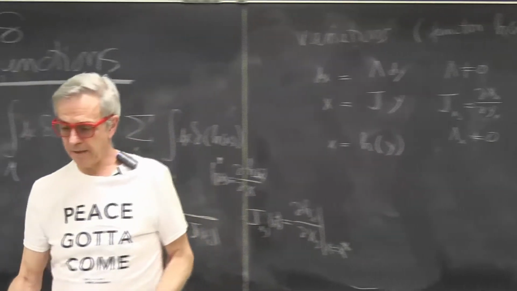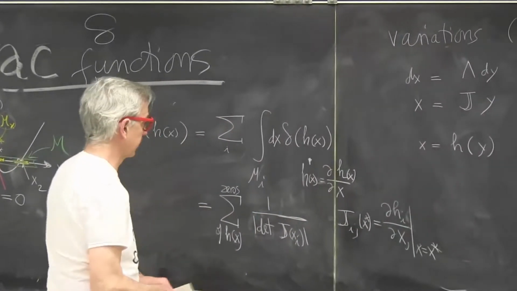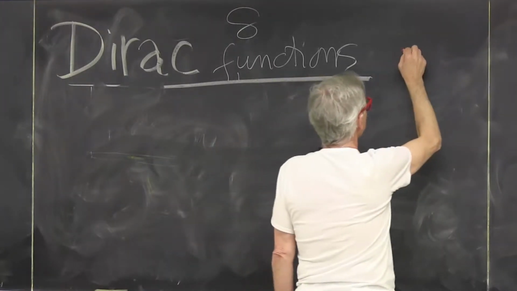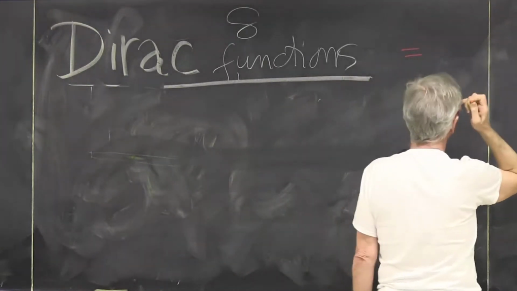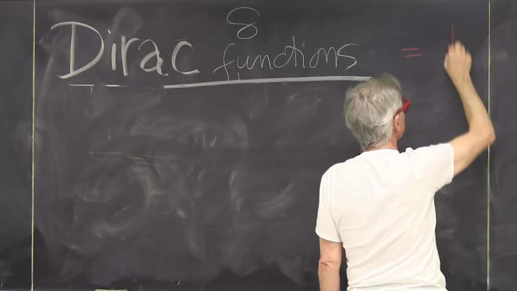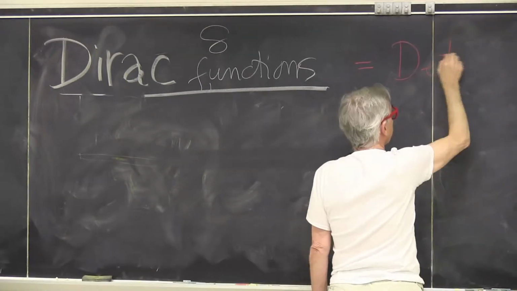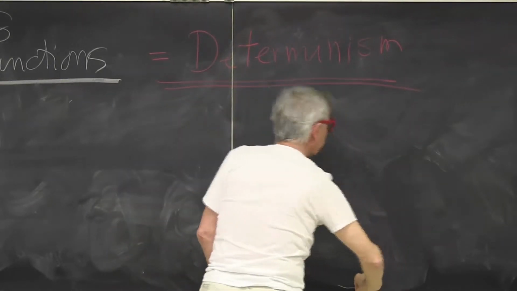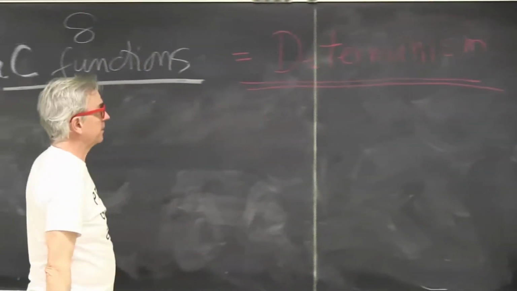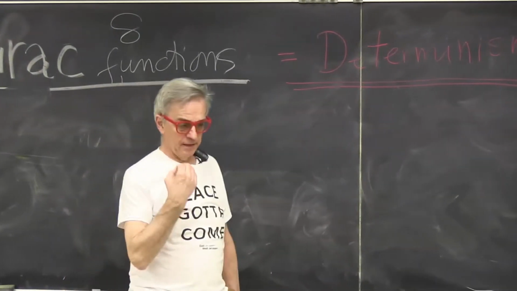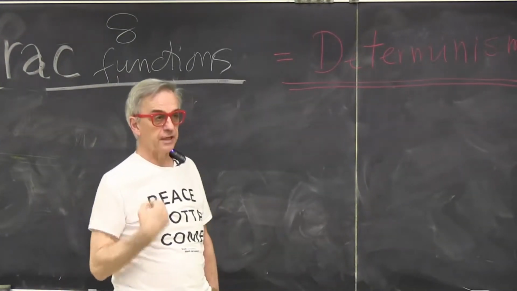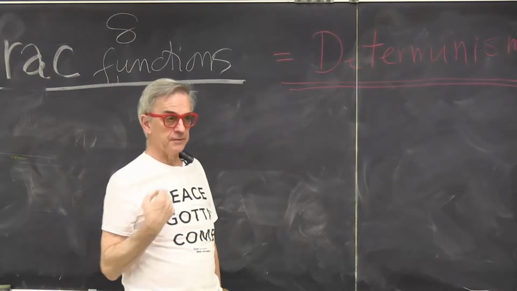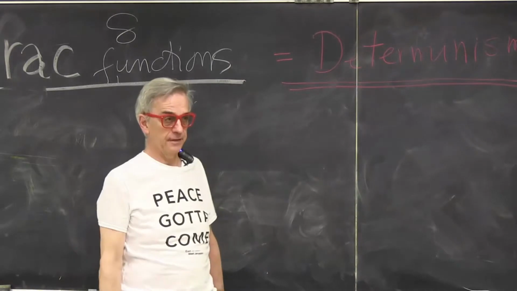So now, why do we need Dirac delta functions? We need Dirac delta functions because they're a convenient way of stating determinism. And what do we mean by that? In deterministic dynamics, we mean that if I have a unique starting point, it has a unique trajectory. So after a time t, I'm at a unique place.